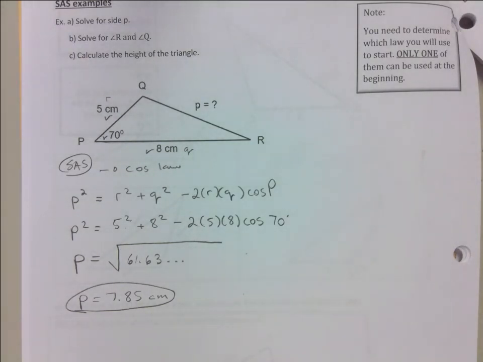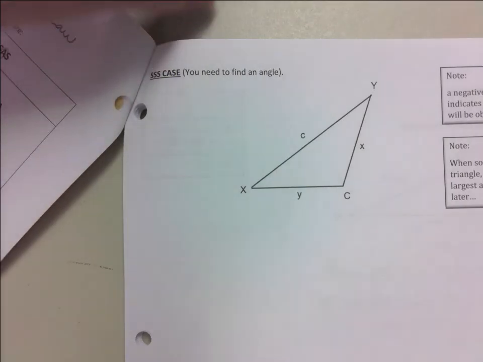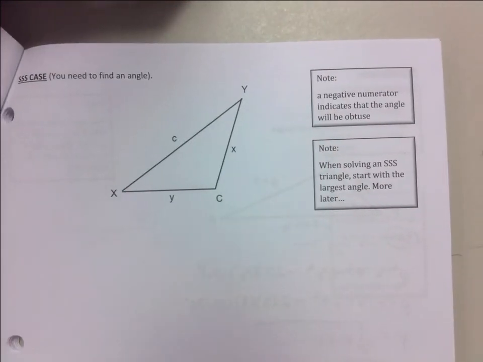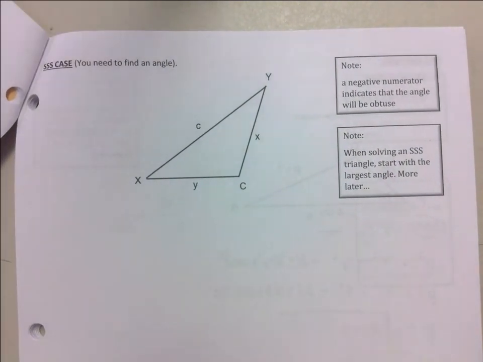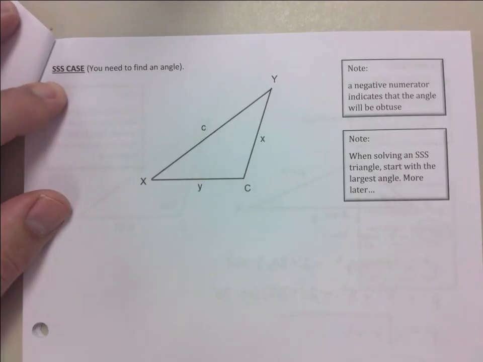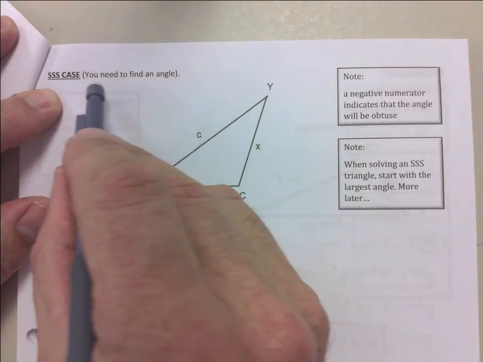We're good? And you would probably think, oh, now we're good, he's just going to make us do a bunch of examples. I need to give you the other case, this SSS, right? Side, side, side. So let's go back to 24. And guess what? If you have all 3 sides, what's the only thing you can solve for at this point? An angle of your choice. And that is the frustrating part. Sometimes students don't know which one. And I'll show you, it's actually not that bad. So you need to find an angle.